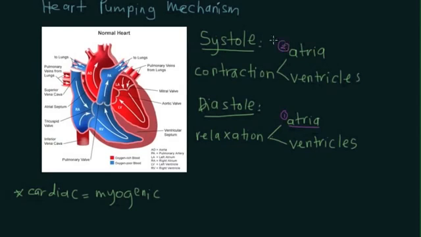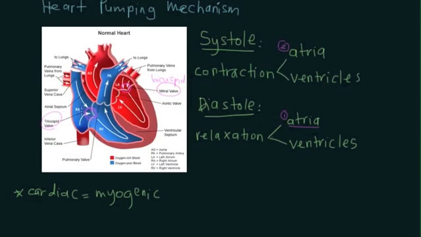Now when both of the atria start to contract, this will push the blood from the atria into the ventricles. You still remember these valves, right? The one on the right is the tricuspid valve, and the one on your left is known as the mitral valve, or you can also call this the bicuspid valve.